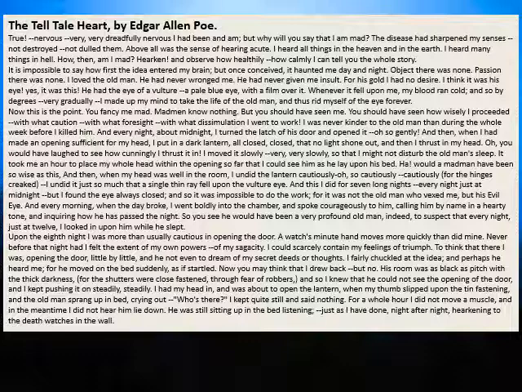I kept quite still and said nothing. For a whole hour I did not move a muscle, and in the meantime I did not hear him lie down. He was still sitting up in the bed listening, just as I have done, night after night, hearkening to the death watches in the wall.